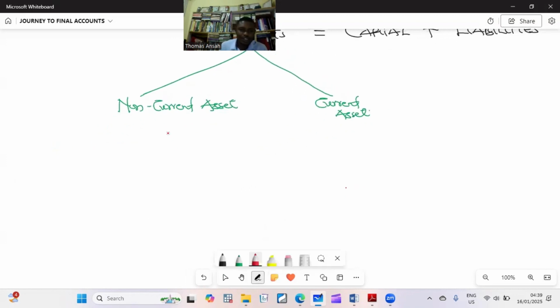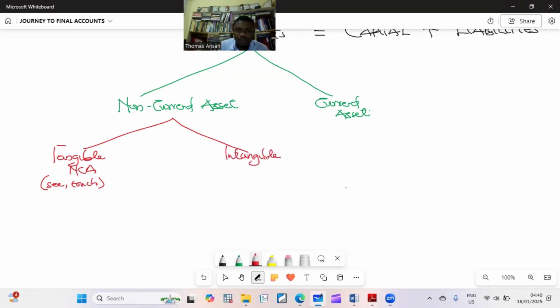under non-current assets, sorry, we have two types of non-current assets. We have the tangible non-current assets, those that you can see. Tangible non-current assets means these ones we can see, we can touch. All right, they are visible. Then we have the intangible non-current assets. Those ones we cannot see, we cannot touch.